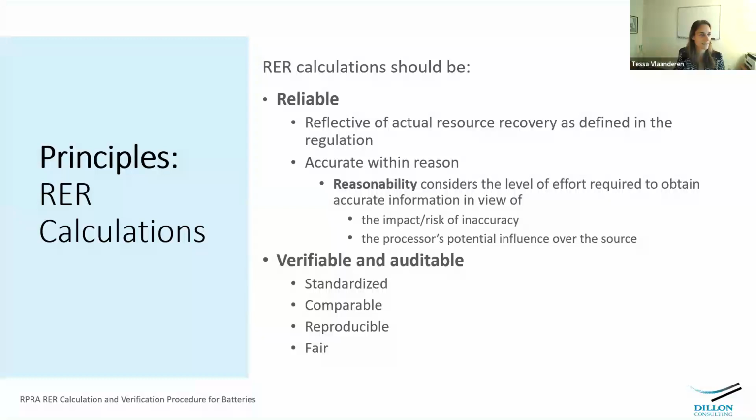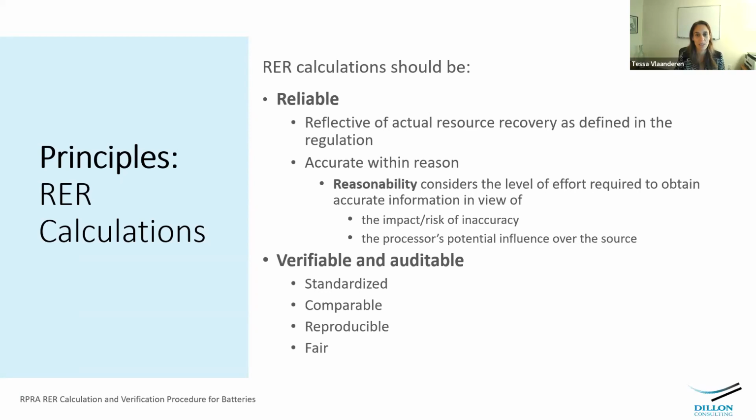With that, I would like to get into the principles that we used for the development of the procedures. So really to guide the development, we had a set of principles on which we already received feedback during the interview stage. And the main principles are outlined here.